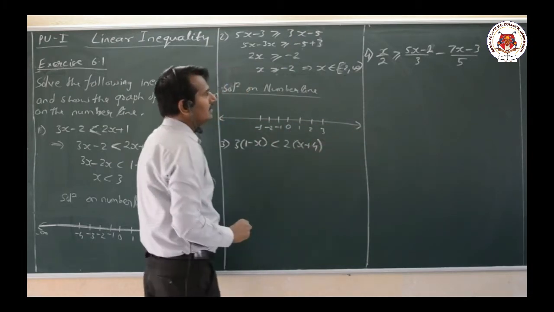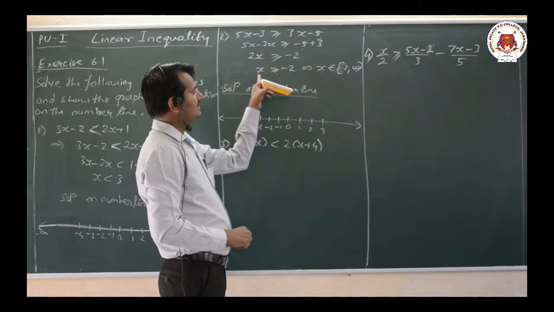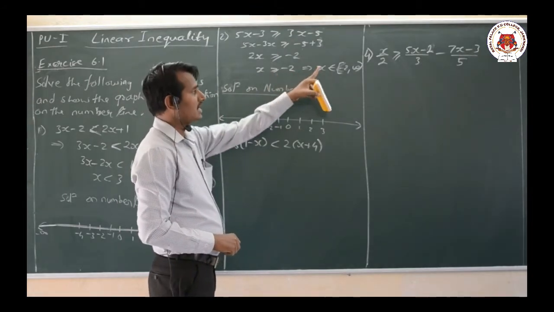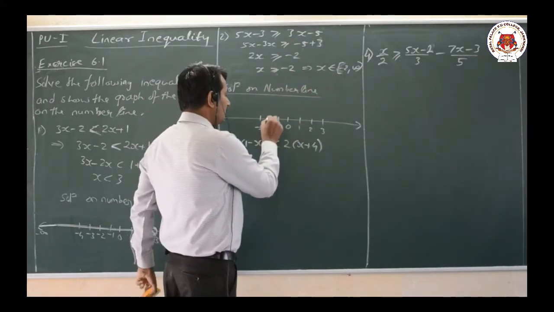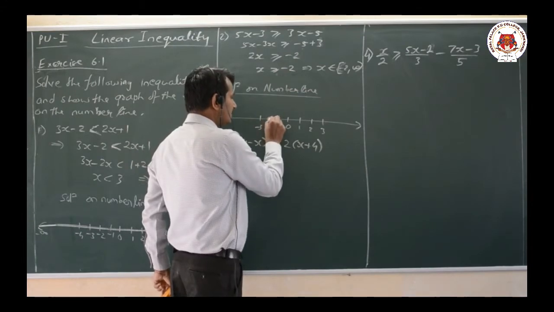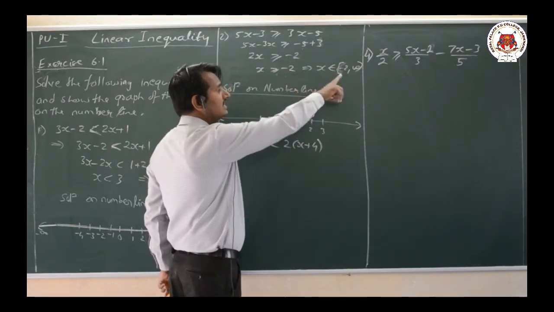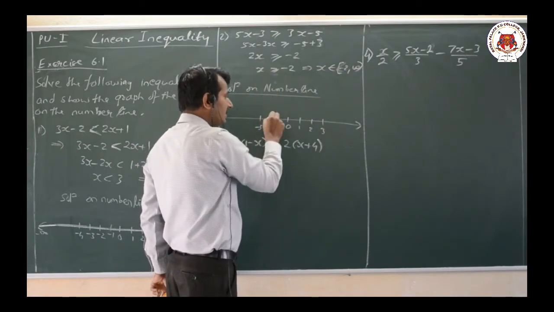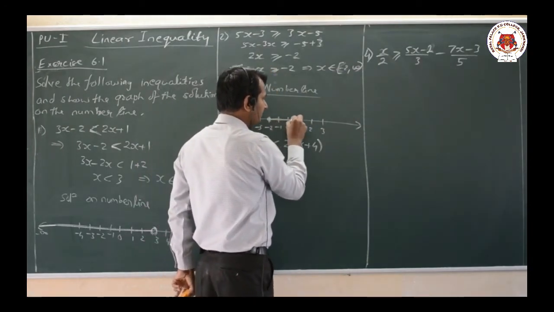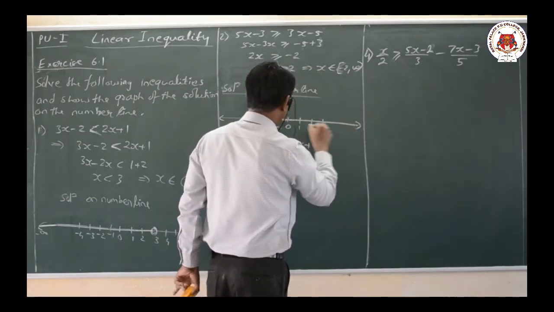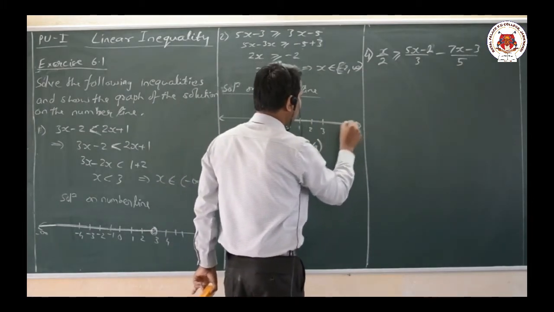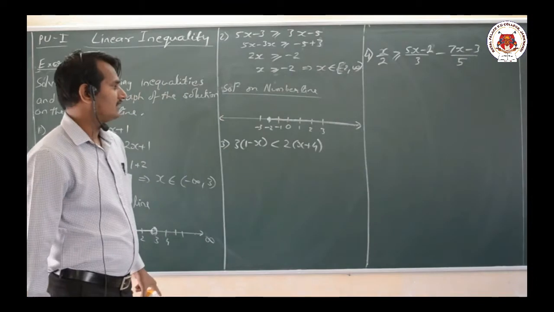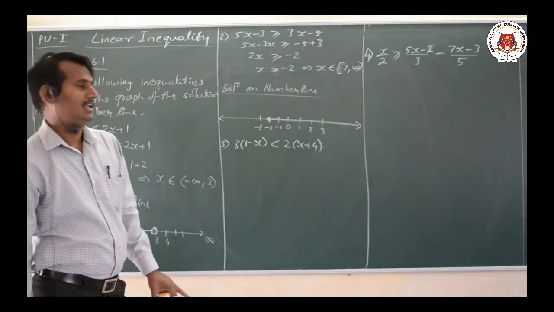Now from where to where? x is greater than or equal to minus 2, that means the starting point is minus 2, and it is a shaded region. Why is it a shaded region, dear students? Because it is including minus 2, greater than or equal to. Strictly means a hollow mark, but here a dark mark it will be. This is nothing but our solution region. That is the solution on the number line here.